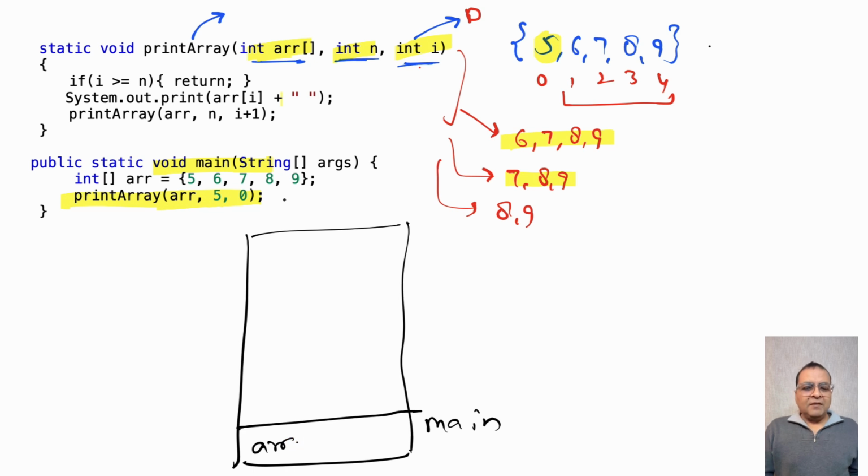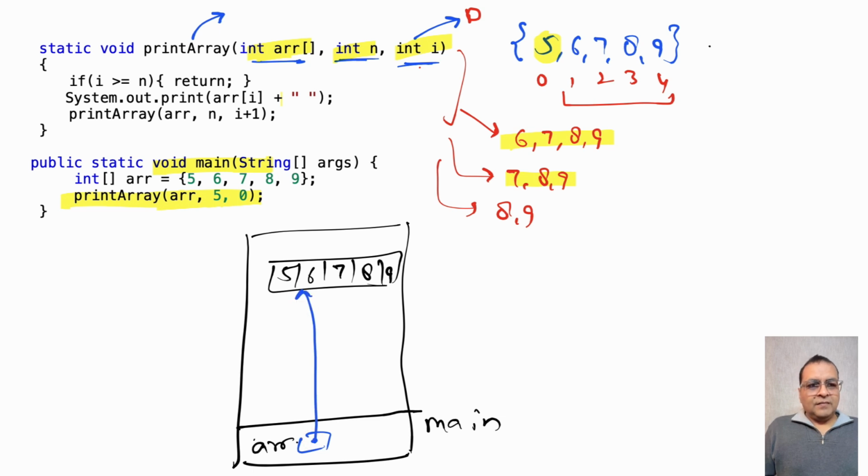In Java, this array will be created in the heap area. So this array 5, 6, 7, 8, 9 is in the heap area and arr holds a reference to that. So arr holds a reference to this. I am just removing this for the sake of clarity.